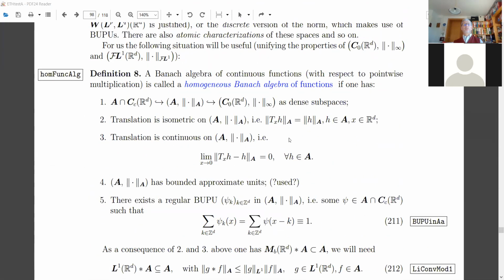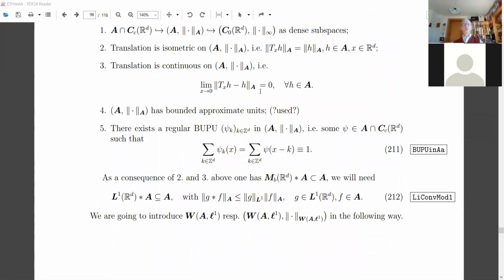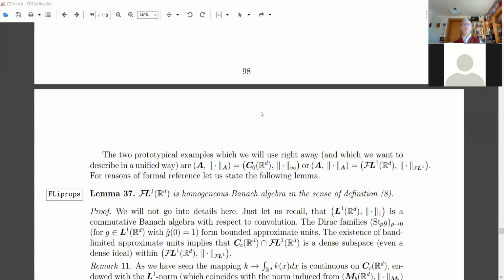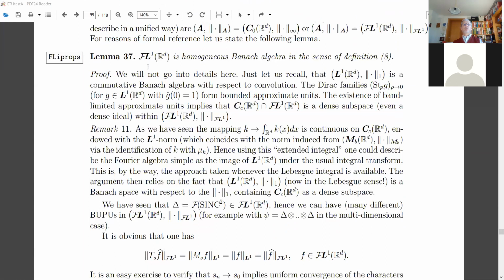Now, I was already telling you that we will do the construction for certain spaces, and the two examples of such homogeneous Banach algebras are C0, which is the easiest and prototype, and the Fourier algebra. I don't repeat the properties. We're going to use them, and we will see, rather than spend time on explaining the details. I also was indicating already, and would like to recall, that the Fourier algebra is satisfying all these properties.